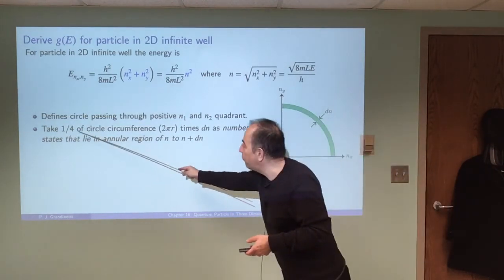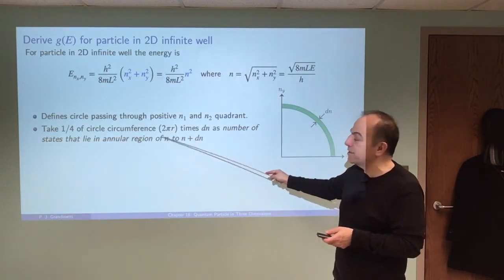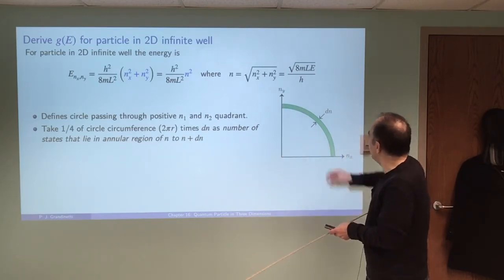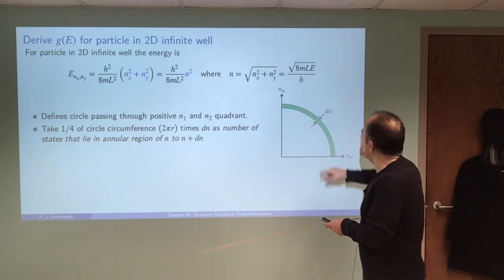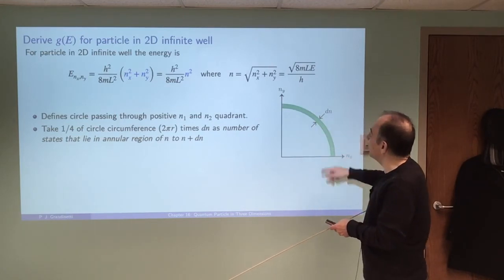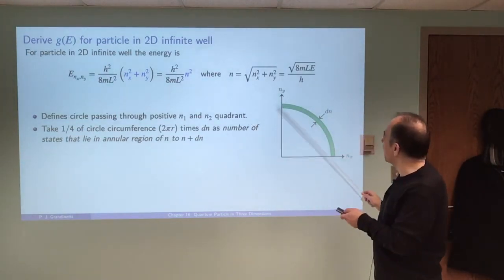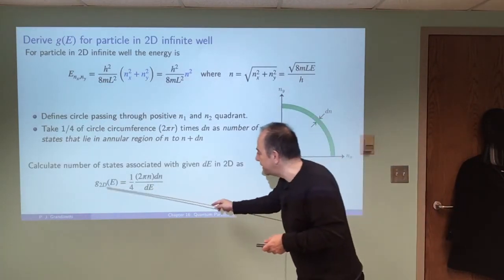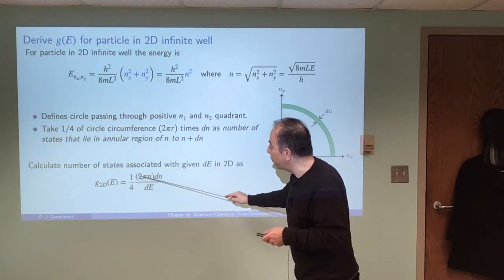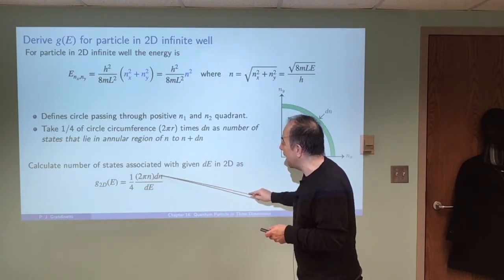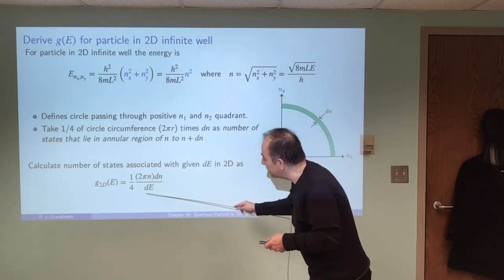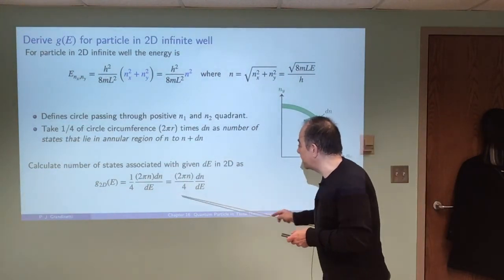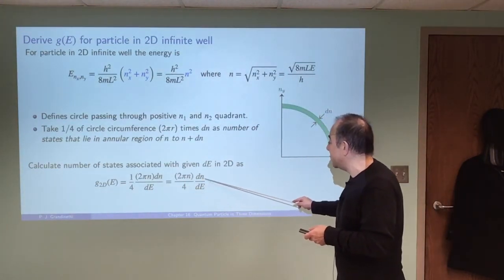So I'm going to take 1/4 of the circle circumference, which, if you remember, is 2 pi r. Well, r is equal to n now. And I'm going to multiply that times some width dn, and that's going to give me the number of states in that region, which corresponds to the density of states there. So in other words, the density of states is 1/4 times the circumference times dn, that's the width, divided by some fixed energy difference. So we rearrange this, and that just becomes 2 pi n over 4 dn dE.